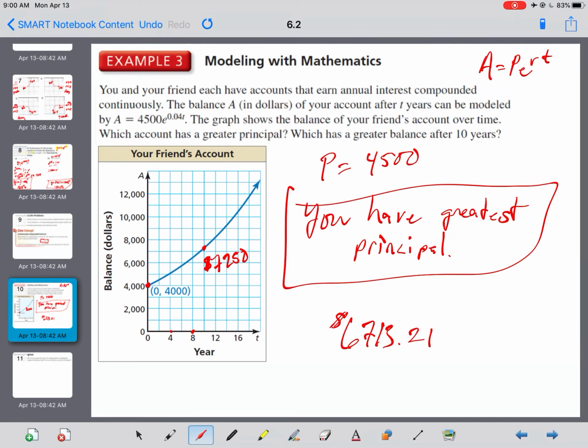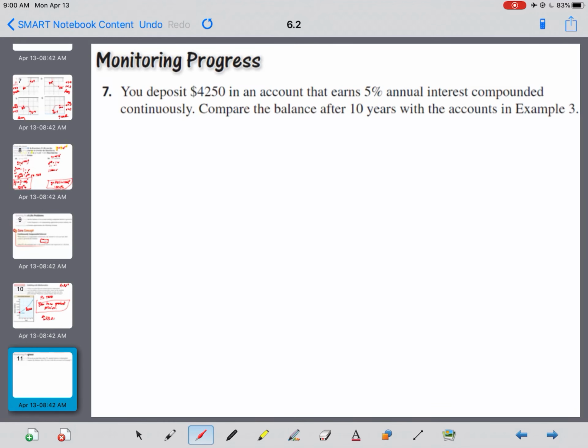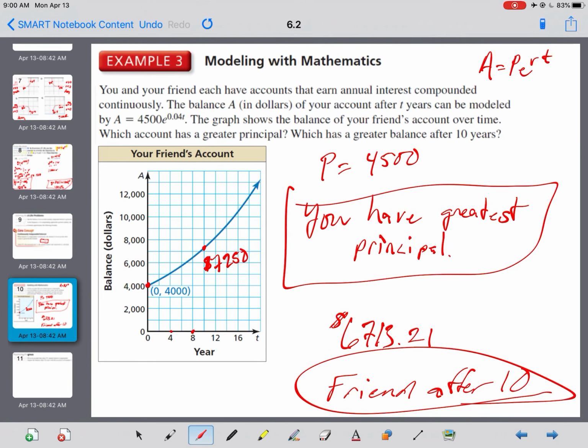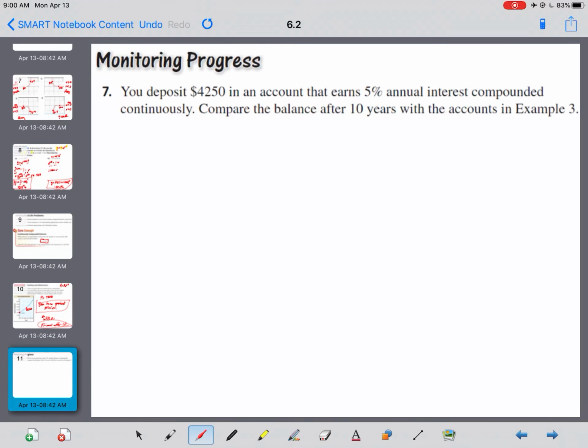Okay? So what does that tell you? Well, our average rate of change is bigger in his, so that means he had a better rate than we did to start with. Okay? So if we look at that, the friend after 10.